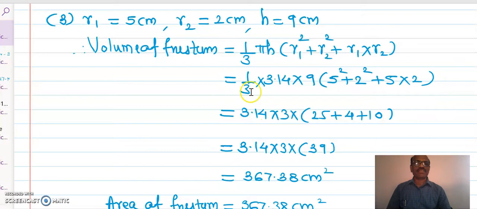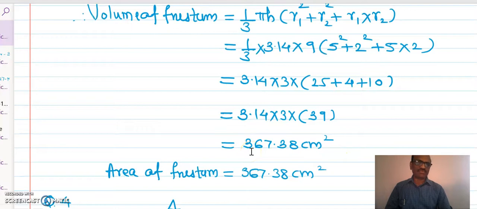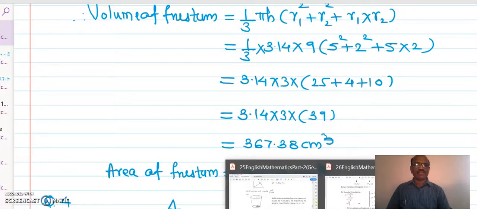And after the calculations, you get 3.14, and division of 9 upon 3 is 3, in bracket 25 plus 4 plus 10, and that is 39. That is 3.14 into 3 into 39, and after the calculations you get 367.38 centimeter cube. Again I am saying, that is 367.38 centimeter cube. Therefore the volume of the frustum is equal to 367.38 centimeter cube. Now we'll see the next example.